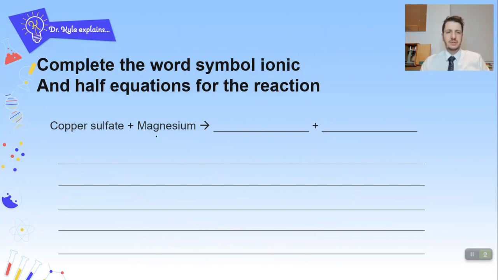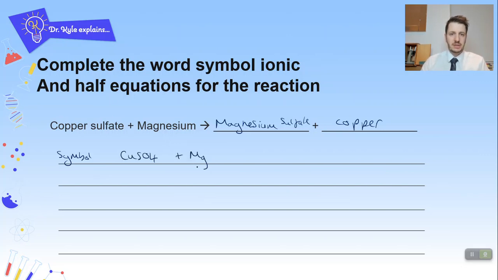Okay, so here, have a go yourself then. Complete the word and symbol, ionic and half equations for the reactions. We've got copper sulfate plus magnesium. Magnesium's more reactive, so we're going to make magnesium sulfate plus copper. So we're going to kick out the copper. Then we're going to do our symbol equation. So our symbol equation is CuSO4, SO4 is sulfate, plus magnesium goes to MgSO4 plus copper.